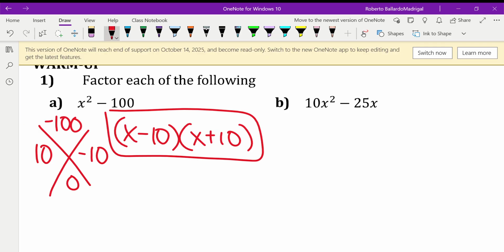Moving on to b. What kind of factoring can I do for b? Help me out here. What kind of factoring am I going to do for b? GCF. What is the GCF? No, but like in this case, what is the GCF? 5. So we take a 5. What else can I take out? No, just an x. 5x. That'll give me 2x minus 5. And that's it.